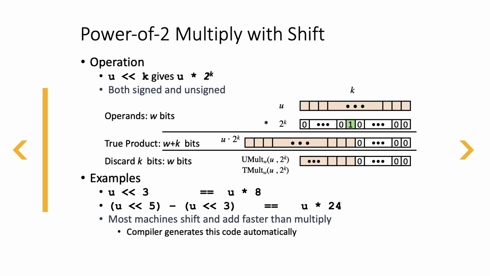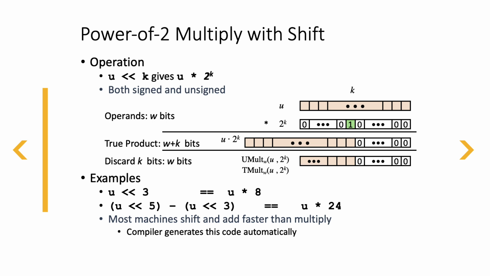Now that we've covered those basics, let's talk about some fun stuff that we can do to save some clock cycles. First of all is a power of 2 multiply with a shift. So instead of actually doing a multiplication, let's see what we can do just by doing shifts, right? Which we talked about in the last video. So if we do some unsigned integer u, and actually this works for both signed and unsigned, so if we just have u as our input and we shift it to the left k places, that actually gives us u times 2 to the k.